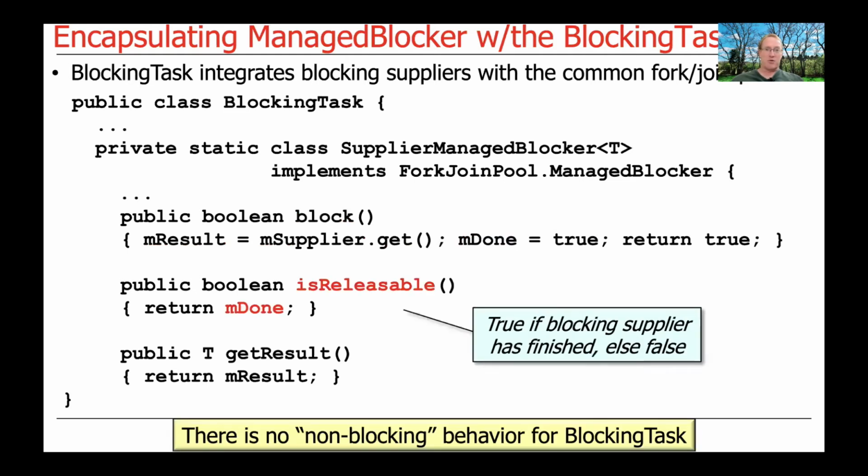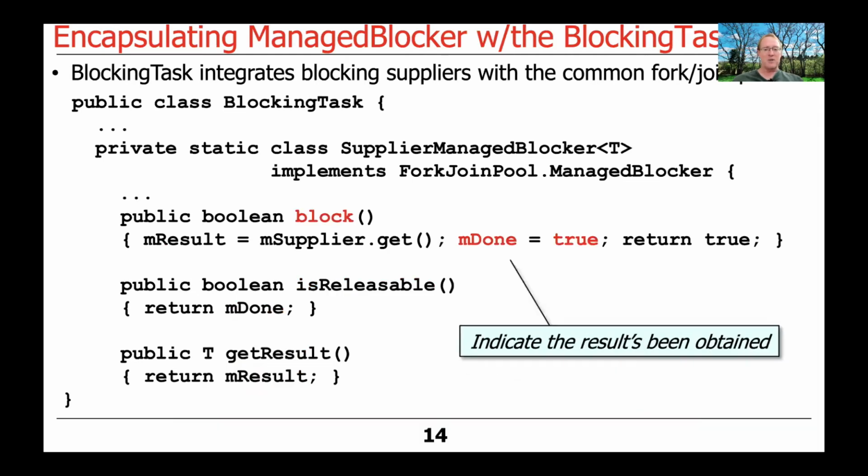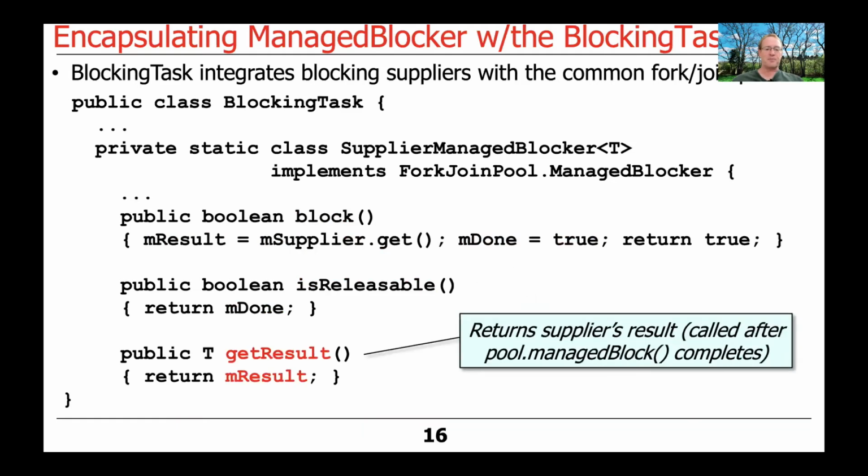isReleasable just returns whether we were able to obtain the object through the get call. And notice that there is no non-blocking behavior for this particular class, which is why we don't really worry about exposing the isReleasable method. And then finally, we have another accessor method called getResult, which will return the result, which was obtained by calling mSupplier.get in a context where it can afford to block because it's using the ManagedBlocker mechanism.